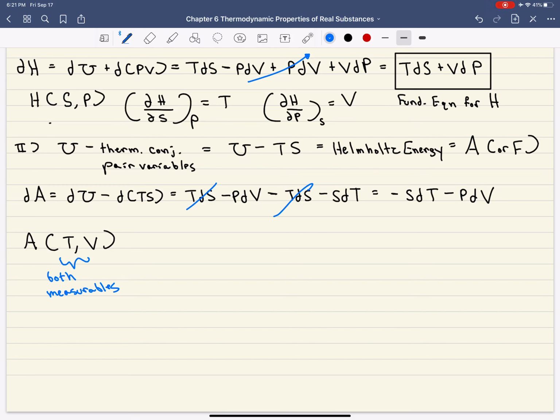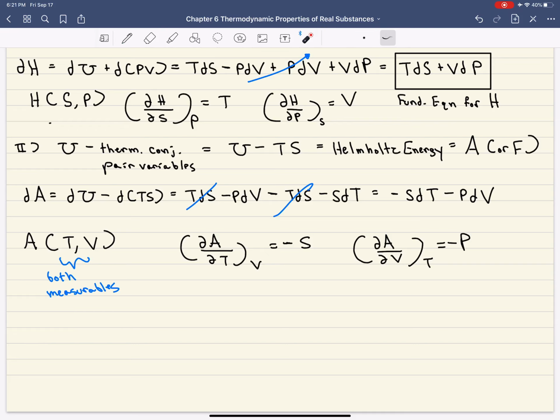Okay? If we did the partial derivative analysis on the Helmholtz energy, we would see that dA/dT at constant V is equal to negative entropy, and dA/dV at constant T is equal to negative pressure. Okay? All right, and so we see here that by doing this Legendre transform, we could define a new energy function in which the canonical variables are both measurables.